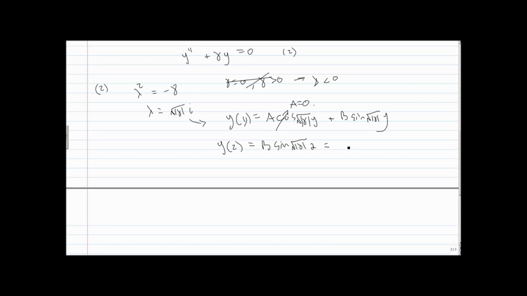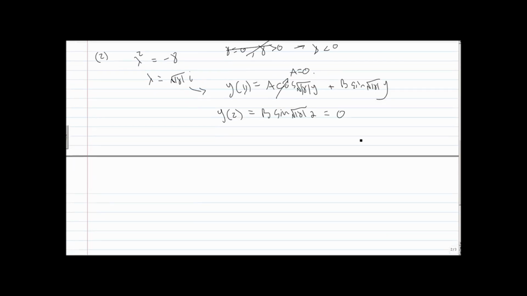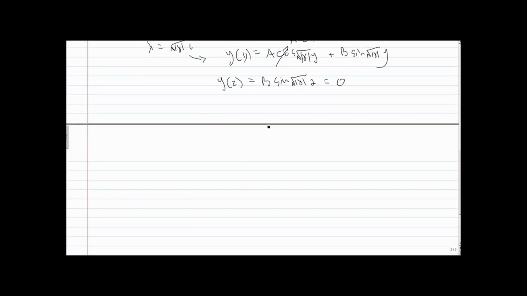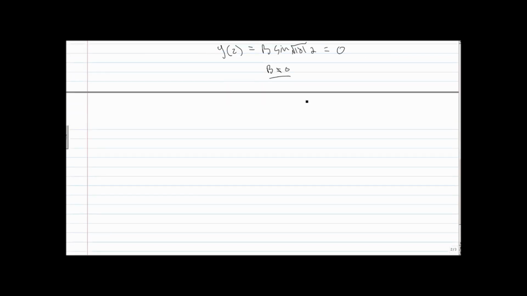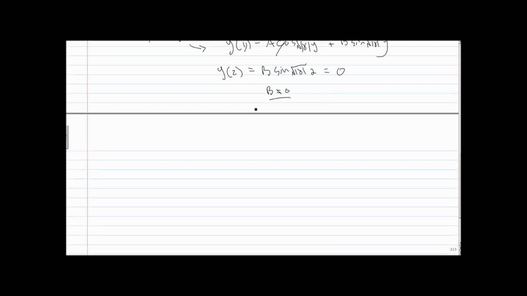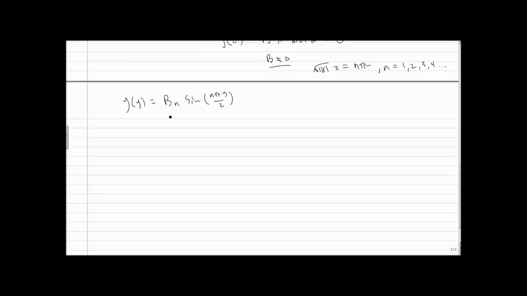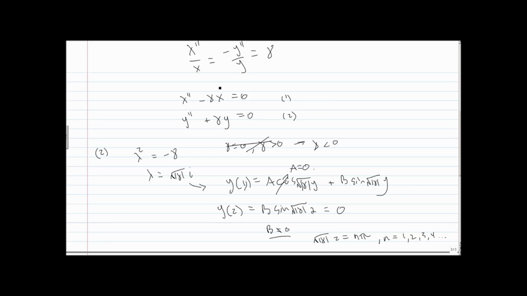2 equals 0. Okay, so we don't want b equals 0 because that would be a trivial solution. But when does the sine of something equal 0? The sine of something equals 0 when this part here equals some constant multiple of pi. So that means that we've just solved this part of our trial solution here. Okay, so now we have this. So now we want to look at this guy here.